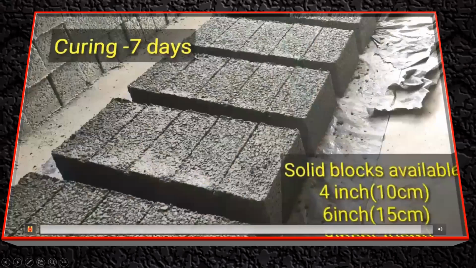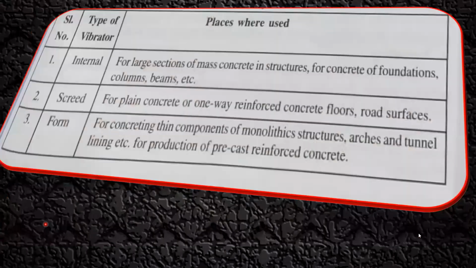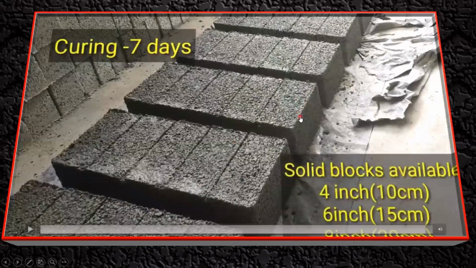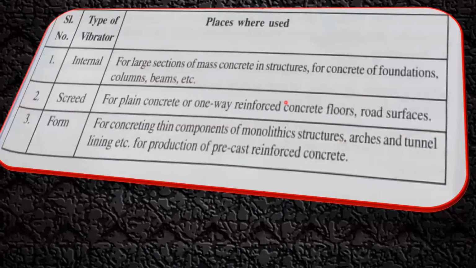You can see these are the blocks. Yeah, I'll go back. These are the blocks that have been made. These are made up of concrete only. Again, you have to do the curing for this. These are called solid blocks. So since the mortar was very dry here, we had to make use of this process, right? Now coming to the last thing.